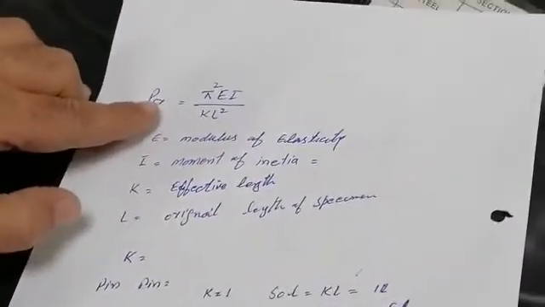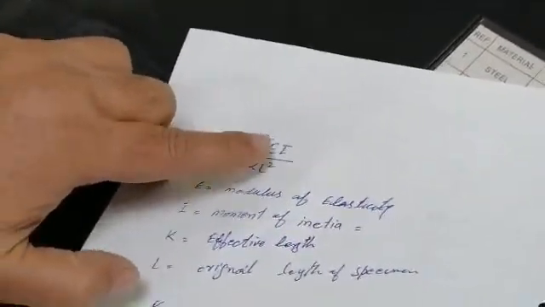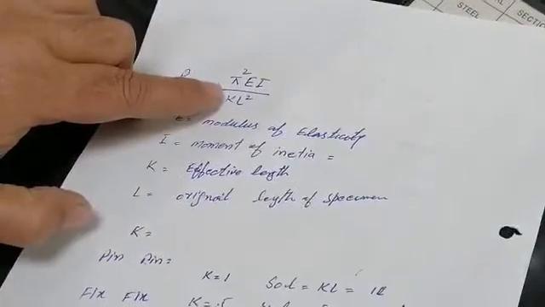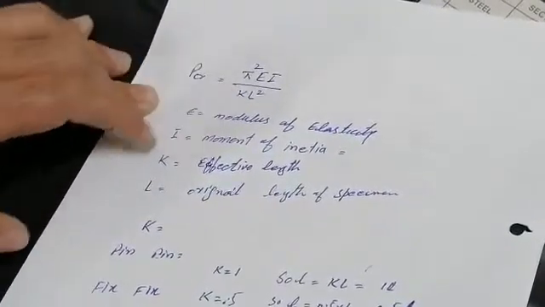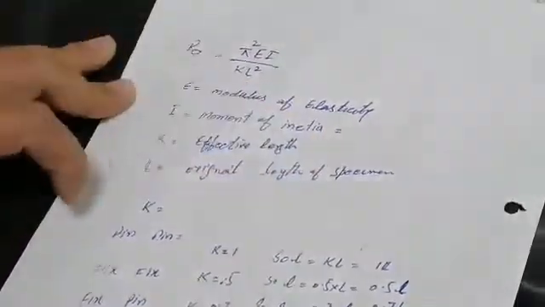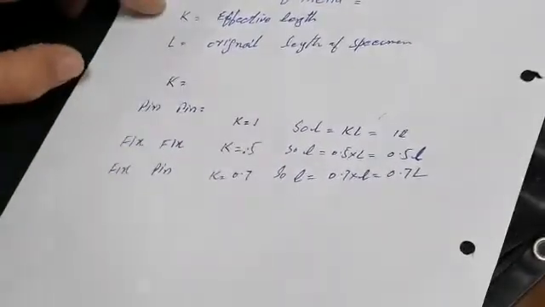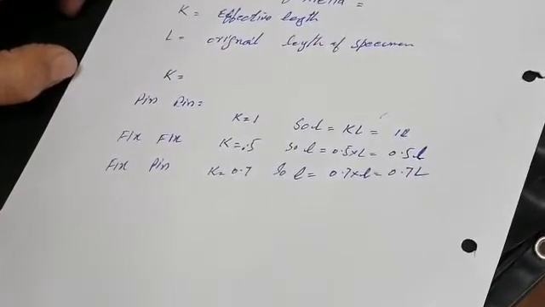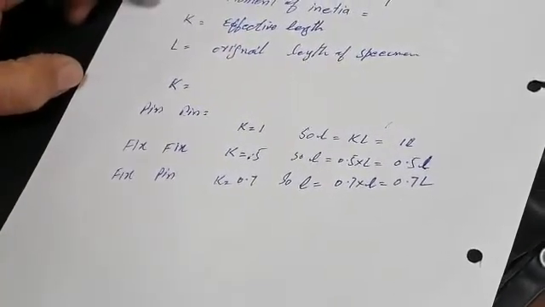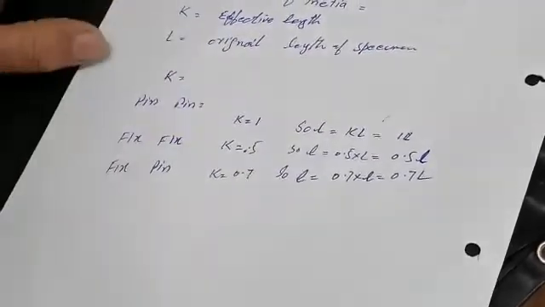Okay, this is the data we required. Pi EI over KL squared: E is the modulus of elasticity, I is the moment of inertia, K is the effective length factor according to the end condition, and L is the original length of the specimen. For pin, K is equal to 1, while for fixed, the effective length factor is 0.5, and for fixed-pin, K is 0.7.